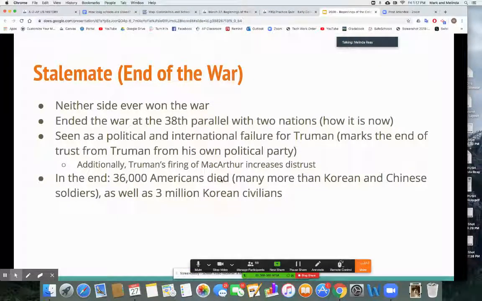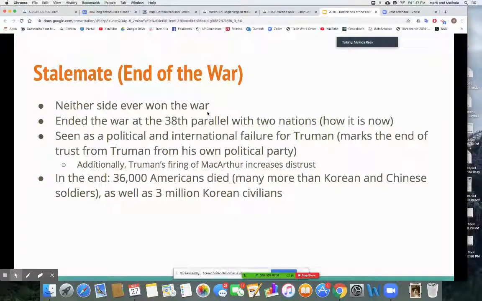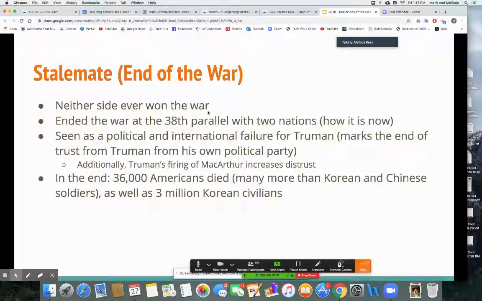So you need to know the war ends in a stalemate. Basically, neither side ends the war. We just signed an armistice. We said we're going to stop fighting, and we all left. We actually never signed a peace treaty between the two countries. North and South Korea just signed their peace treaty only 2 years ago between the two.